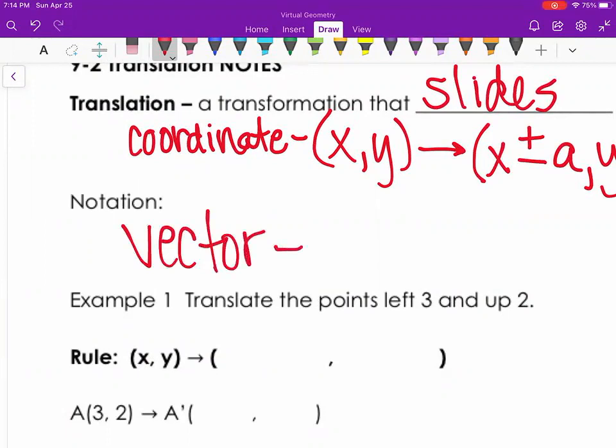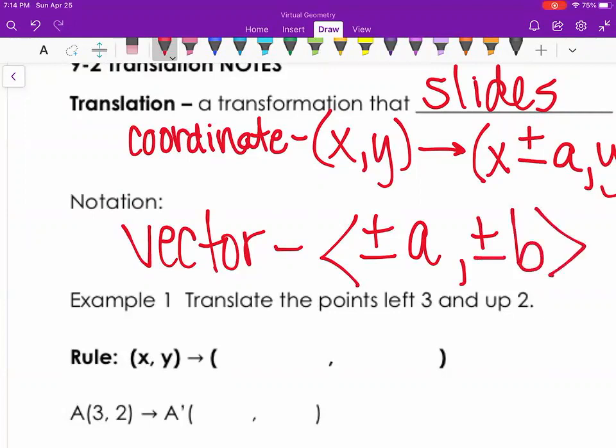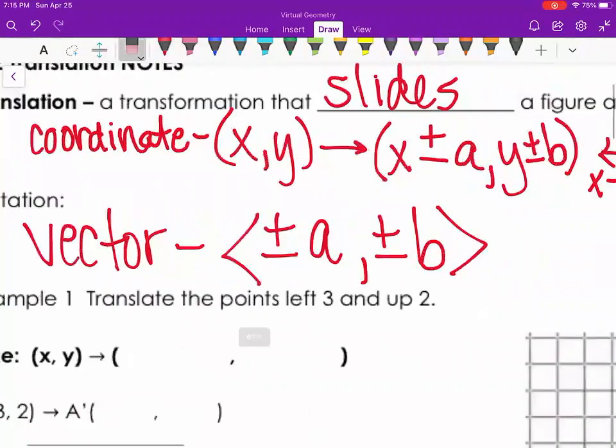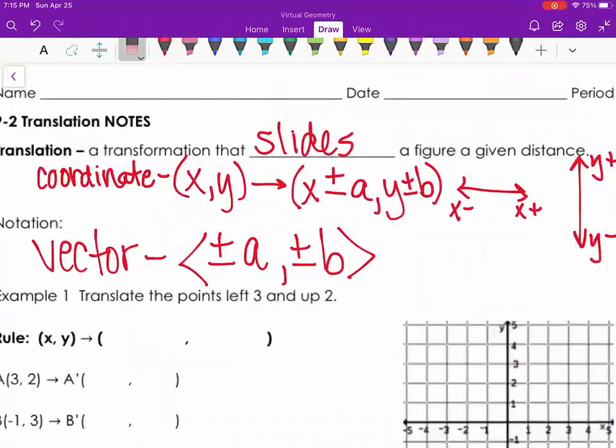Vector notation says that we are going to jump straight to just the rules. We are not going to have the coordinates here. We'll either have our plus or minus the A value, but again, first position is still going to the X, and then plus or minus to the Y coordinate. And we put our little brackets in there. Now, again, the plus or minus does not mean positive or negative. That is something that is very specific to the vector for these transformations.